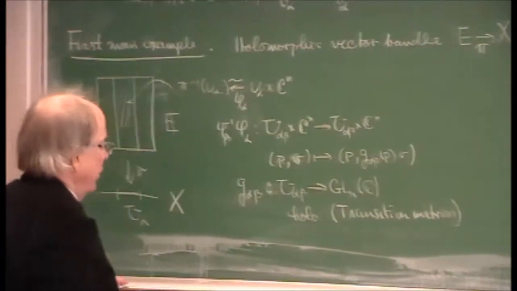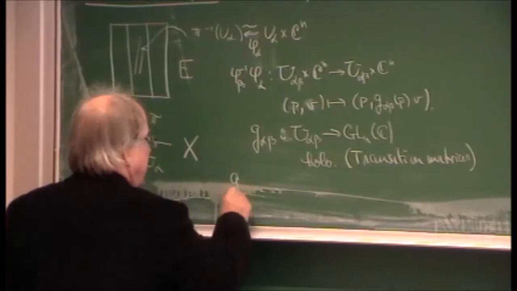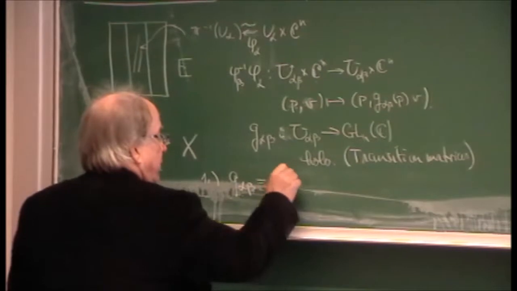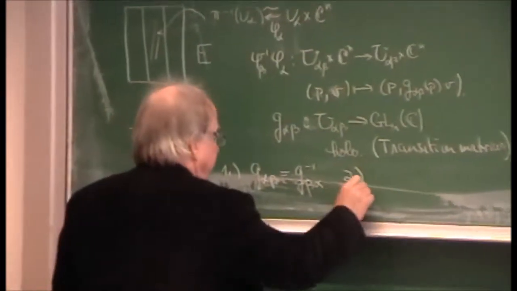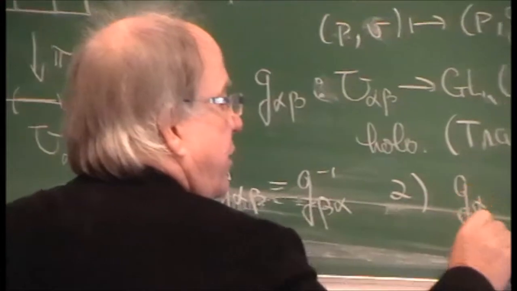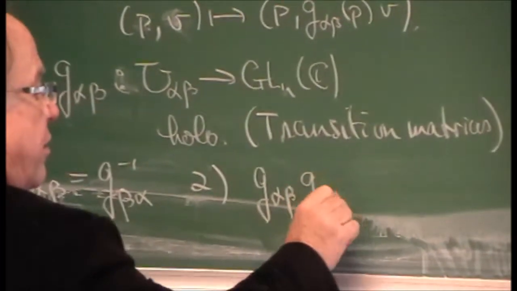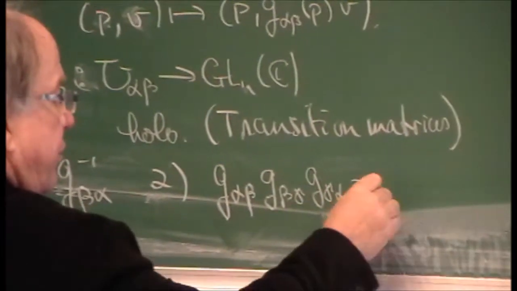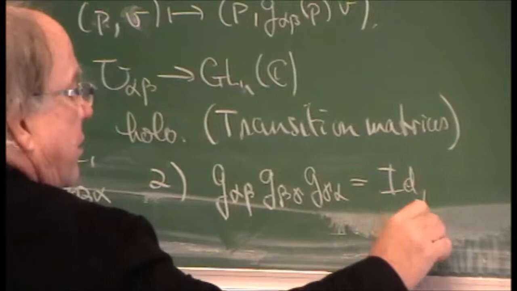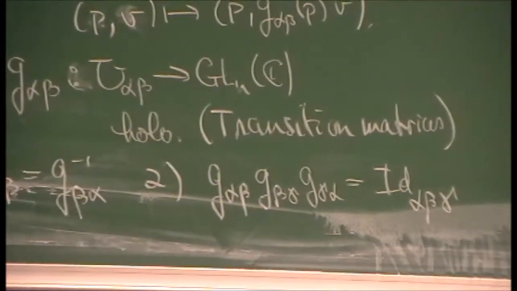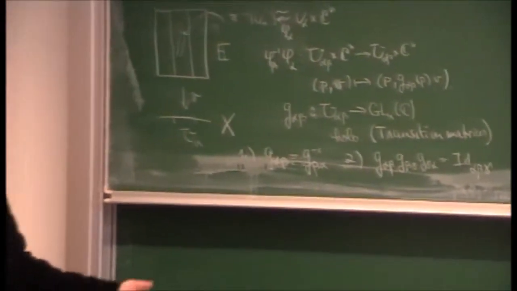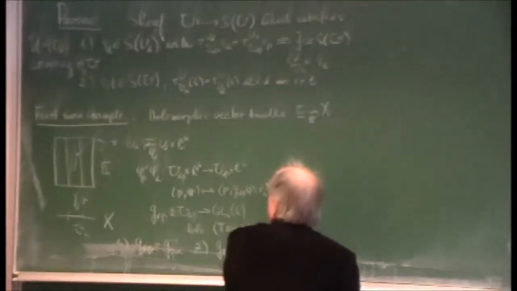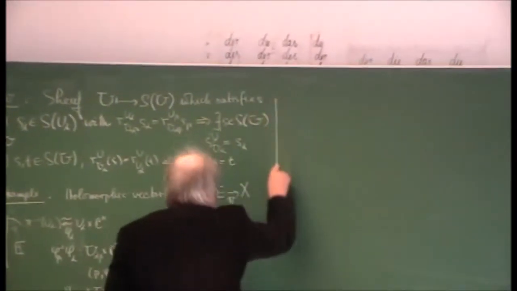And as we know, if you have such transition matrices, which satisfy a certain two rules, so it has to be alternating, and then compatibility. If you go around the clock, on an overlap of three sets. So this is a differentiable vector bundle where everything inside is holomorphic. That's all I'm going to say, okay? Just wanted to remind you of that.